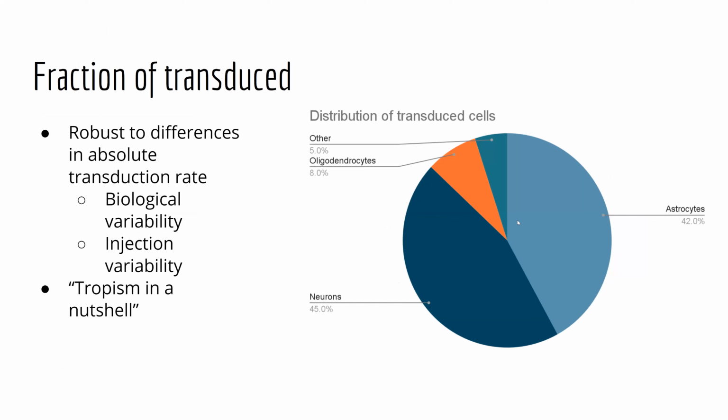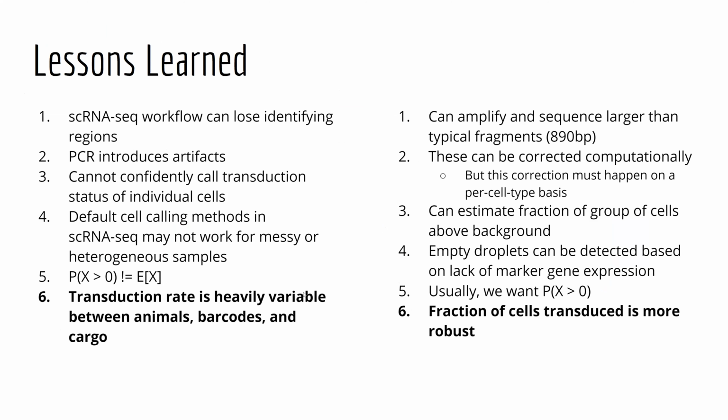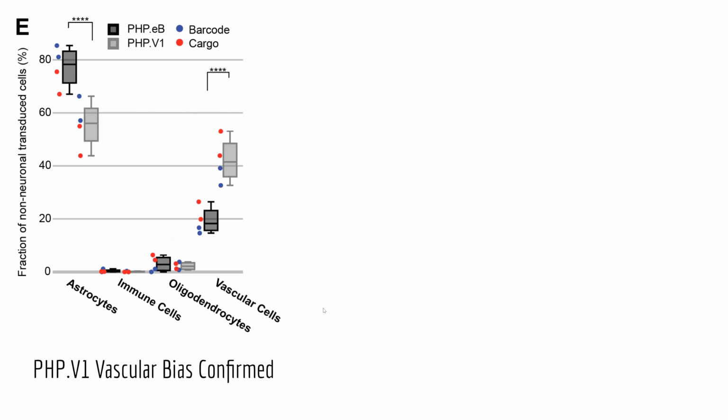And for sake of time, I'll skip over a few of the details here and jump straight into the finding from PHPEB versus V1. So when we repeated this experiment using both the barcode method and the cargo method, we confirmed this PHPEB versus V1 bias, that V1 definitely hits more vascular cells relative to other non-neuronal cell types.